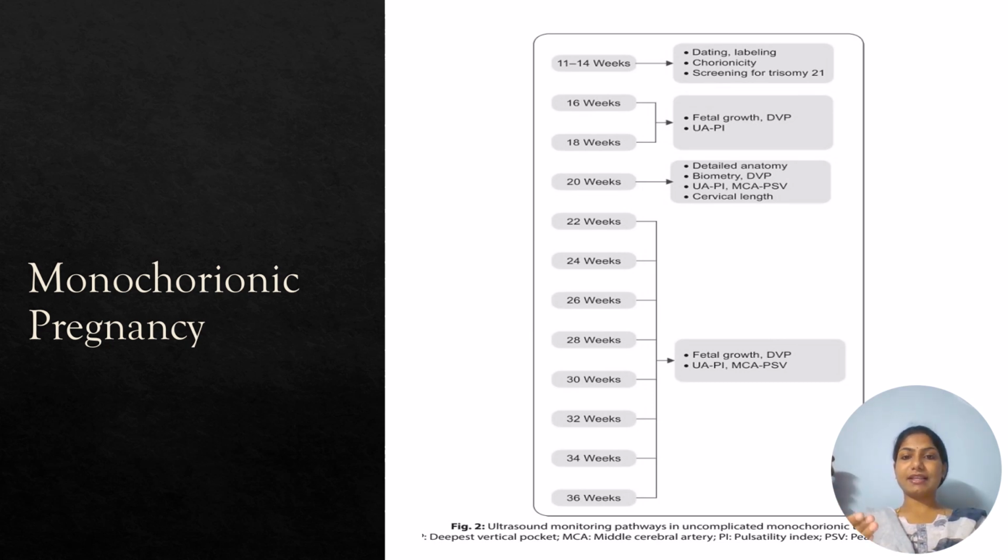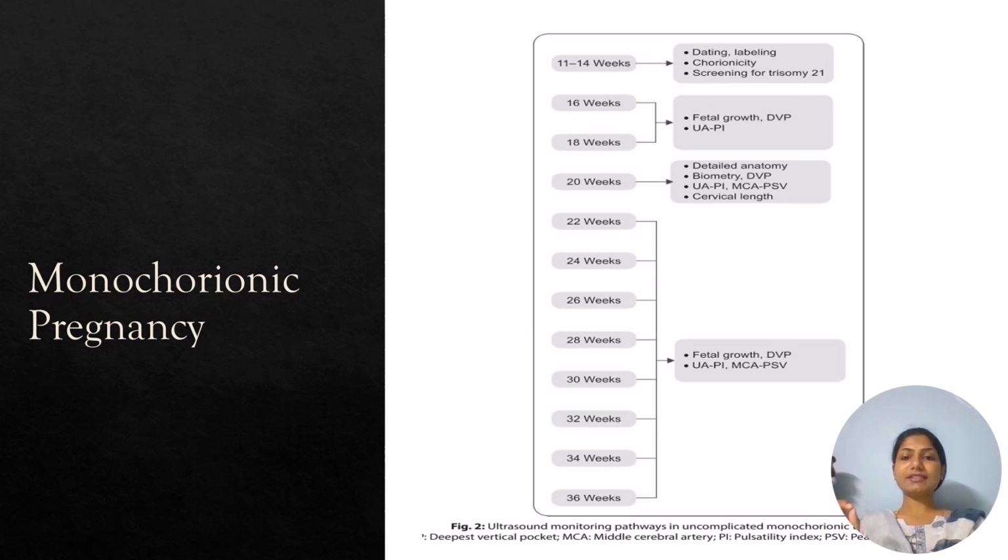So as early as 11 to 14 weeks, we would do the first trimester dating, labeling of the twins, assignment of chorionicity, screening of trisomy 21, and from 16 weeks, every 2 weekly, we have to do a serial follow-up. So from 16 weeks till 34 weeks and 36 weeks, every 2 weeks, we have to do a serial follow-up.